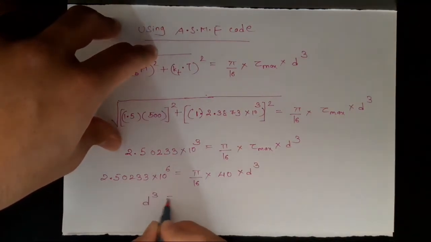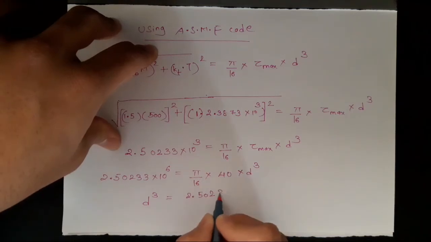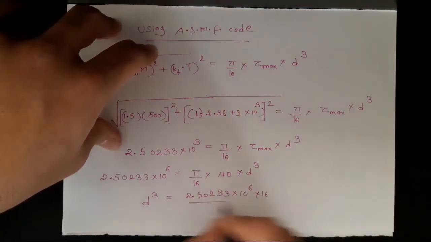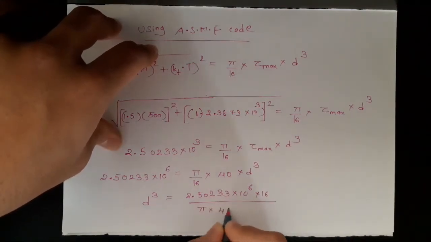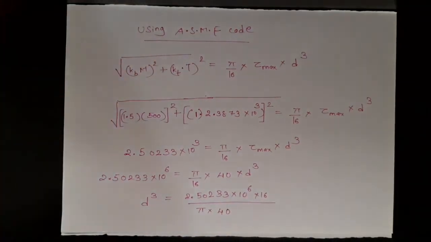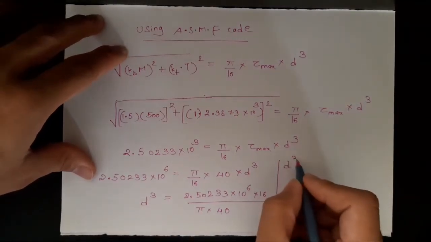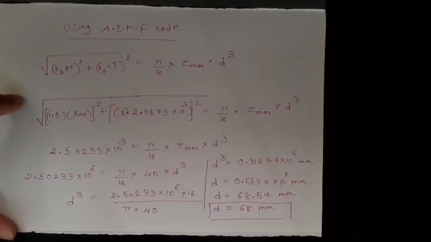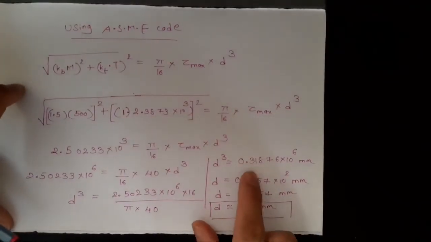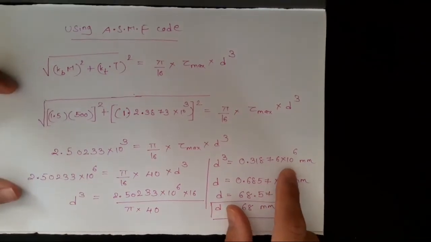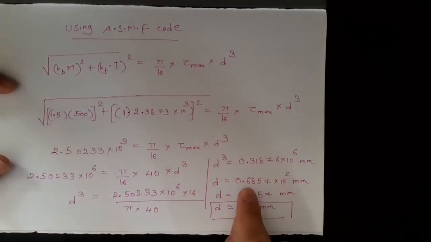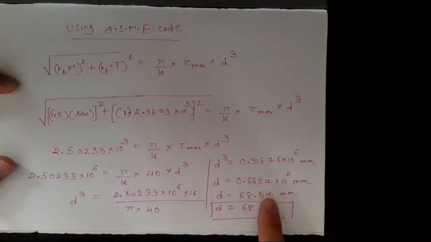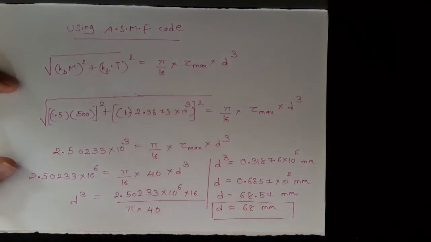So d cube will be 2.50233 into 10 raised to 6 into 16 divided by pi into 40. So d cube equals 0.31876 into 10 raised to 6 mm. So d equals 0.6857 into 10 raised to 2 mm. So we can write d equals 68.57 mm. So d can be taken as 68 mm.